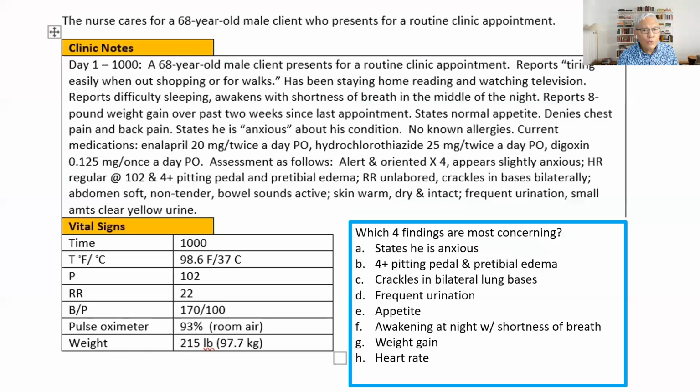All right, let's now go to the case study. The case study is a 68-year-old male client who presents for a routine clinic appointment. He reports tiring easily when out shopping or for walks, has been staying home reading and watching TV, reports difficulty sleeping, awakens with shortness of breath in the middle of the night, reports 8-pound weight gain over the past 2 weeks, states normal appetite, denies chest pain and back pain, states he is anxious about his condition, no known allergies.